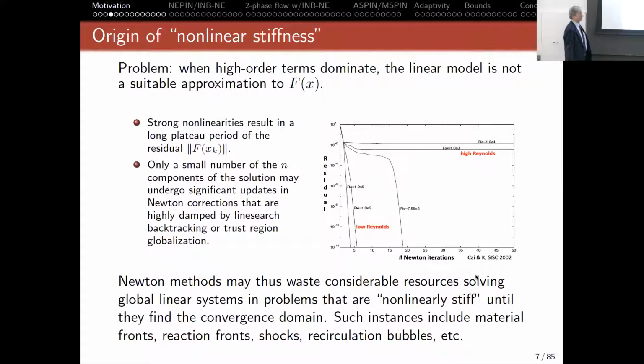The problem is that when those high order terms dominate, the linear model is not a good approximation. Here's an example of varying Reynolds number within a driven cavity. The Reynolds number is the only multiplier of the nonlinear term. If it's 1 or 100, Newton converges from an initial steady state very quickly. If it's above about 770 in this particular discretization, Newton will stagnate forever. And the question is, can we do better?